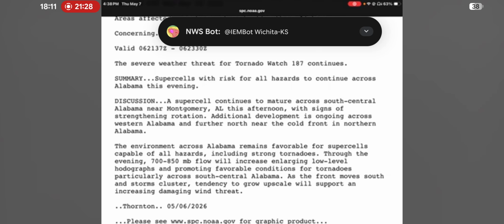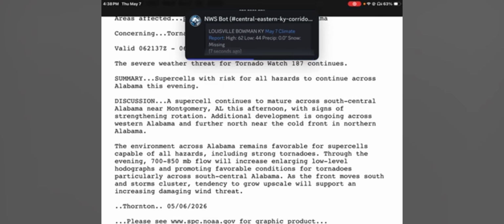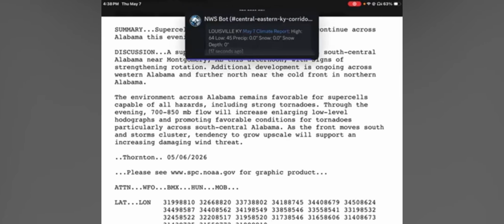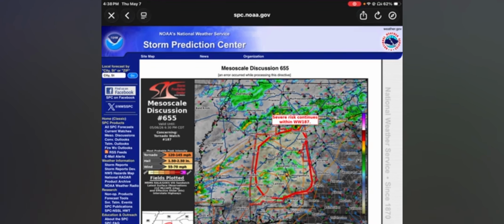Summary: supercells with the risk for all hazards to continue across Alabama this evening. A supercell continues to mature across south-central Alabama near Montgomery this afternoon, with signs of strengthening rotation. Additional development is ongoing across western Alabama and further north near the cold front in northern Alabama. The environment across Alabama remains favorable for supercells capable of all hazards, including strong tornadoes. Through the evening, 700 to 850 millibar flow will increase, enlarging low-level hodographs and promoting favorable conditions for tornadoes, particularly across south-central Alabama. And as the front moves south and storms cluster, tendency to grow upscale will support an increasingly damaging wind threat. So 655 is essentially summarizing severe weather coverage within Tornado Watch number 187.